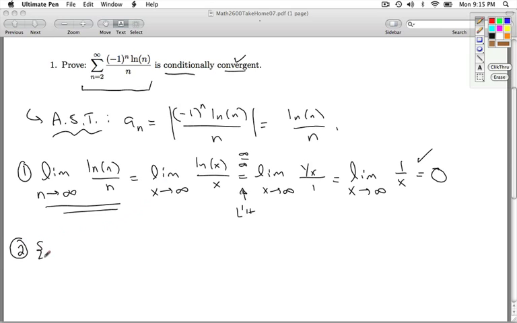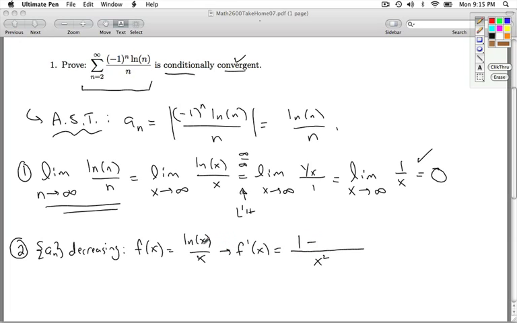The second part is we need to know that the a sub n are decreasing. So once again, I'm going to replace the n with x and look at f of x equals ln x over x. I'm going to take the derivative of that. There are a couple different ways to do it. You can use the quotient rule. That'll give you one denominator. So you take low d high: the bottom times the derivative of the top. That's going to give me 1 minus high d low, ln x.